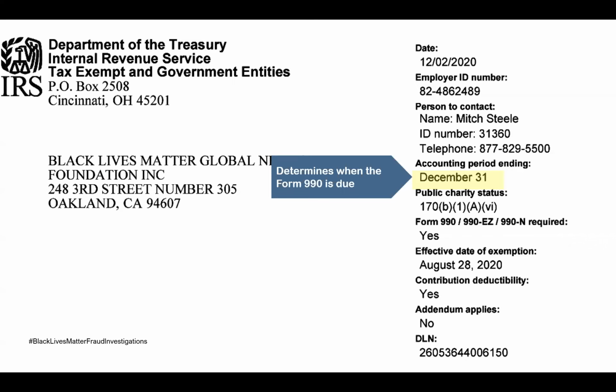The second thing I want to point out is the effective date of exemption. The effective date of exemption is August the 28th, 2020. And this is the date in which the Articles of Incorporation are filed with the Secretary of State's office. Again, the effective date of exemption is the date in which the Black Lives Matter Global Network Foundation's administrators filed the Articles of Incorporation with the Secretary of State's office. So that's another important date to remember. So two important points that I'm pointing out from the determination letter for the Black Lives Matter Global Network Foundation that are going to be very important in just a few moments.